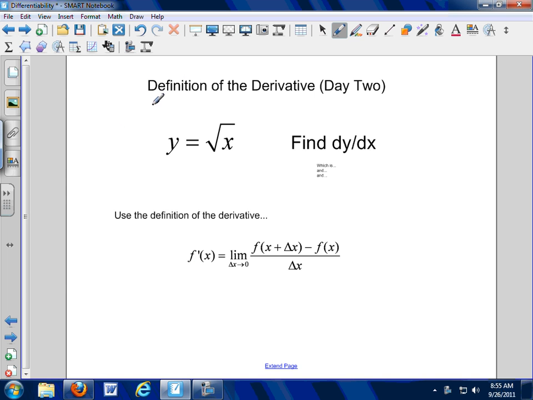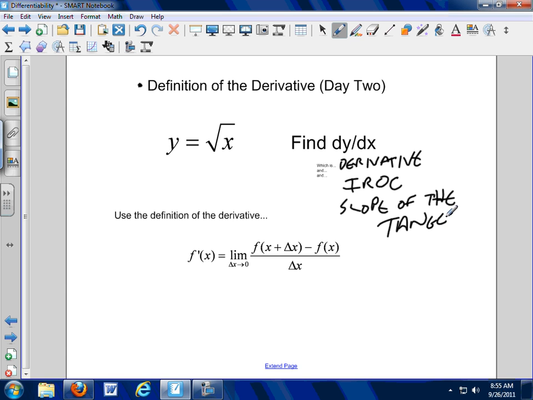So here's what's going on. First of all, we're going to do one more problem with the definition of the derivative, just to get all those pieces into place. One more example that we haven't gotten to so far. The problem is, what's the derivative of y equals the square root of x? So find dy dx, which is the derivative, right? Which is also known as the instantaneous rate of change, and it's also known as the slope of the tangent line, right? Whenever we say any of those things, we're saying all of those things.